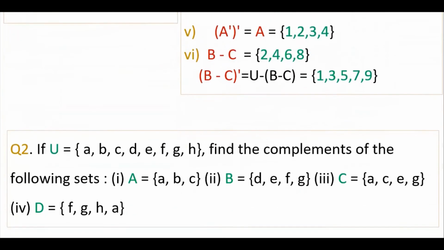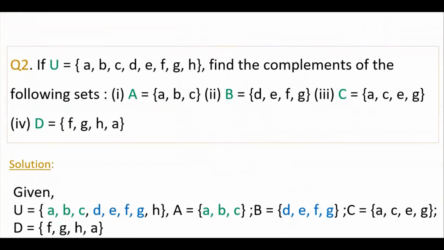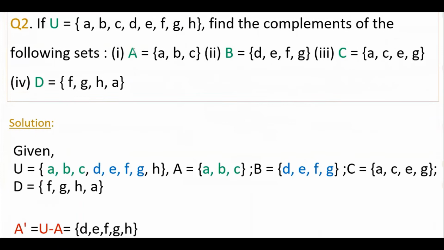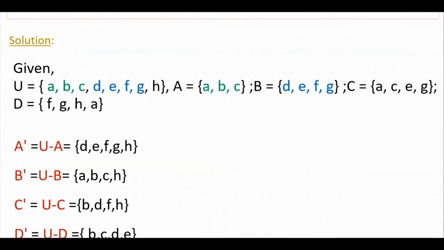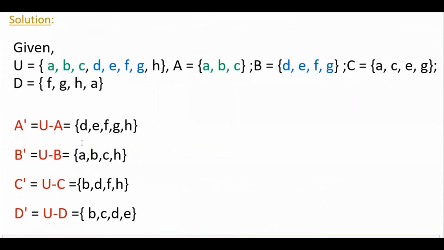And the next question is, here also U is given and you have to find the complements of the following sets A, B, C, D. There are 4 sets given. You have to find the complements of all these sets by using this universal set. So this is also similar to the previous one. You have to find it like this. This is the solution.